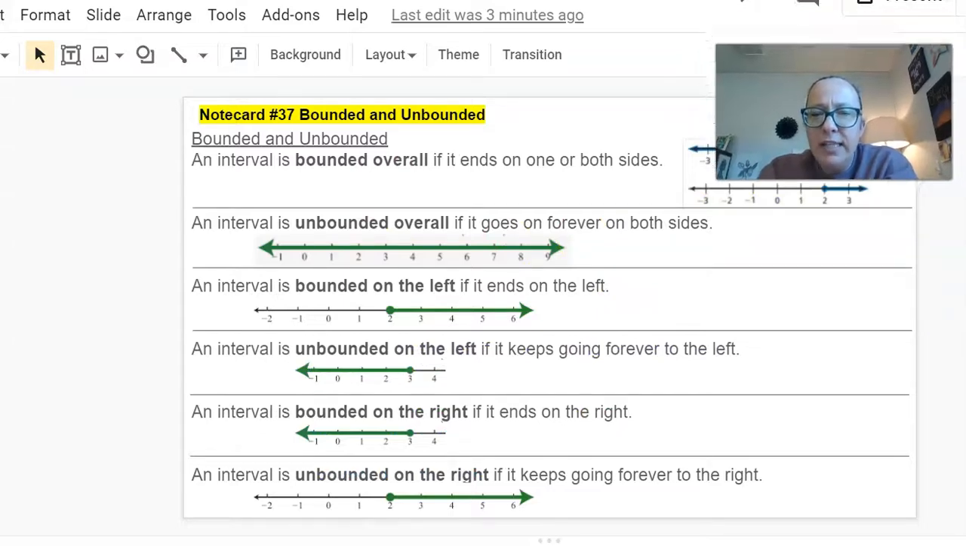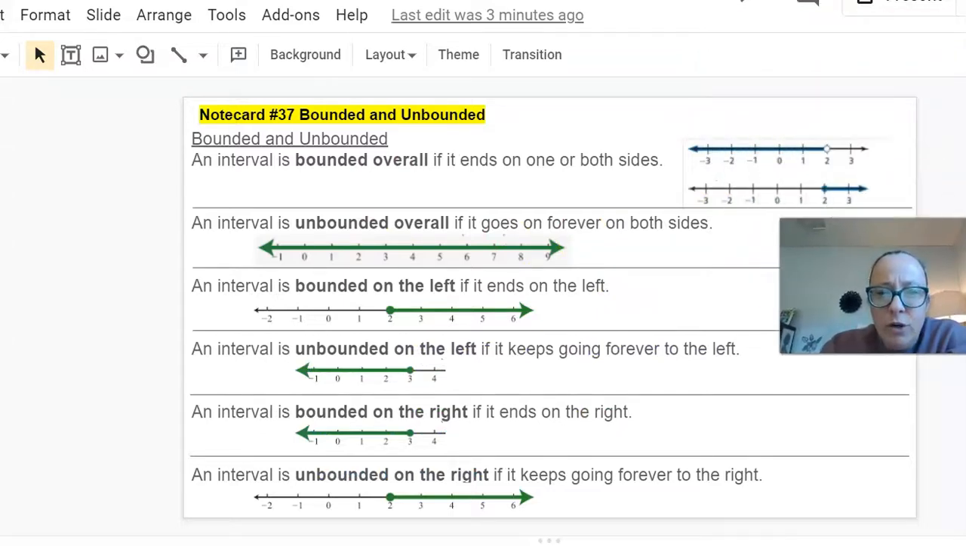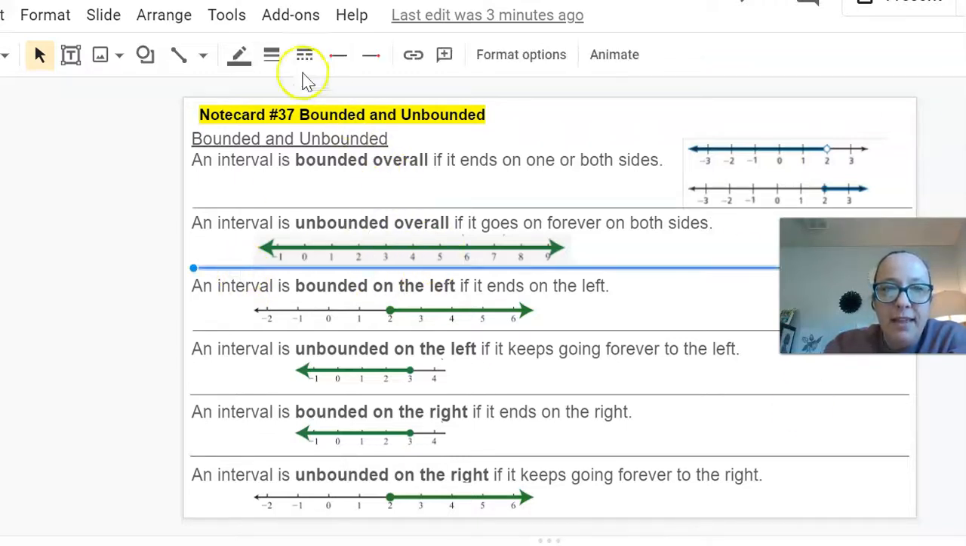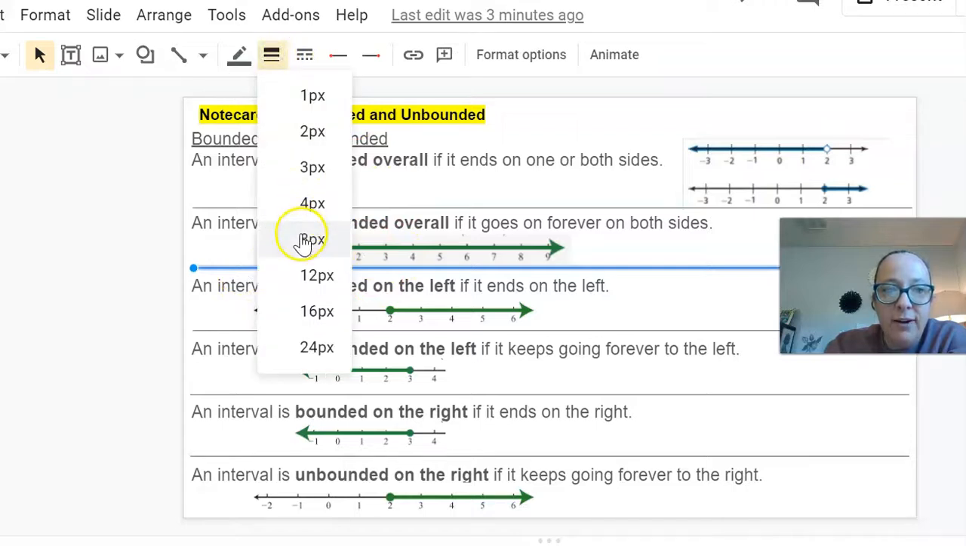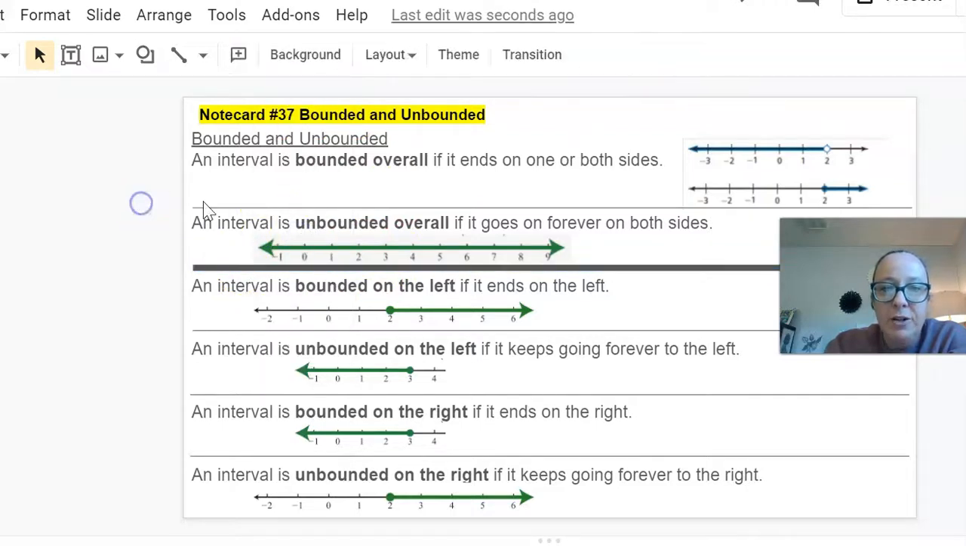So I know this looks like a lot, and it is for a note card. So if you have to go to the back of your note card, that's fine. But this is note card 37, and it's about bounded and unbounded. Now, these first two are bounded overall, and so maybe I should make this line right here bold, because underneath that is just bounded left or unbounded left and that type of thing. Okay, so don't pause yet. I want to explain this, and then I want you to do your note card.